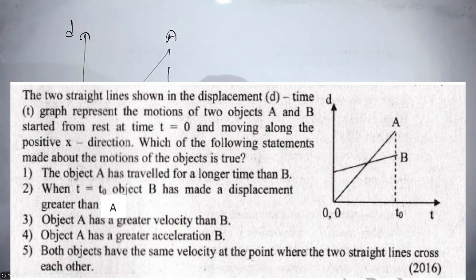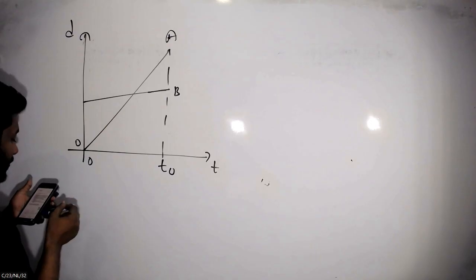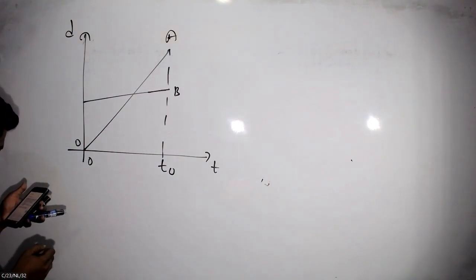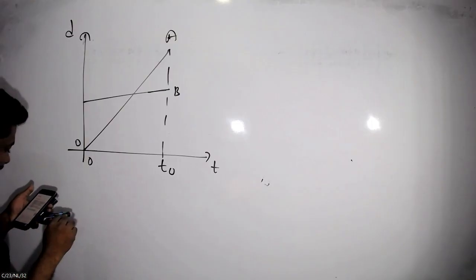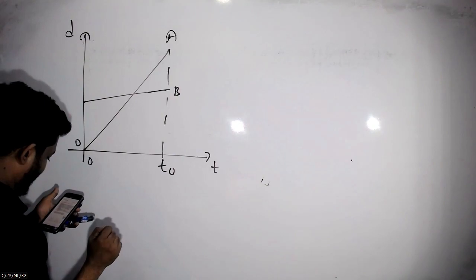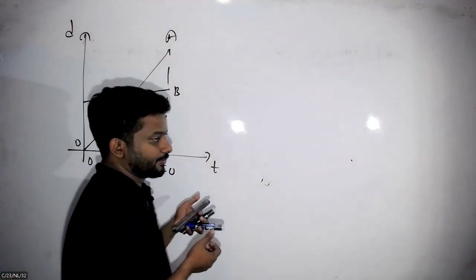Read the question. Two straight lines shown in the displacement time graph represent the motion of two objects, capital A and capital B, started from rest at t equals 0 and moving along the positive x direction. Which of the following statements made about the motion of the objects is true?